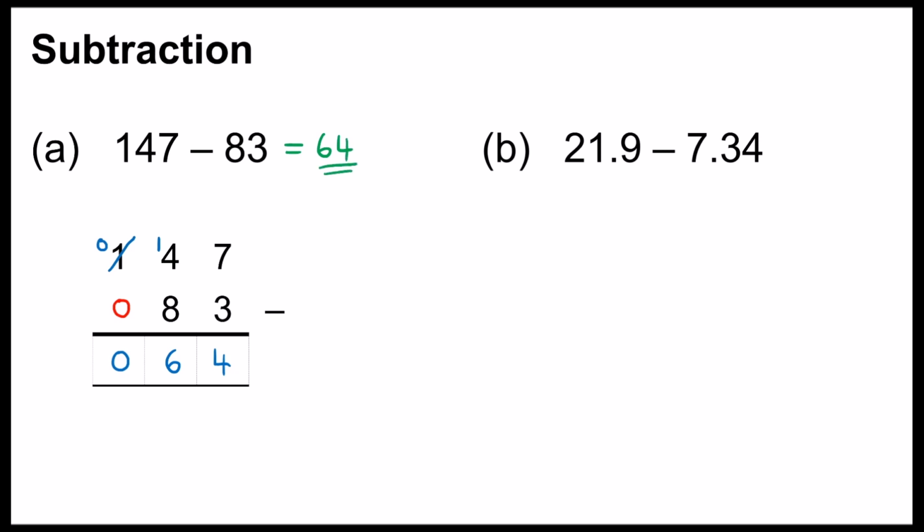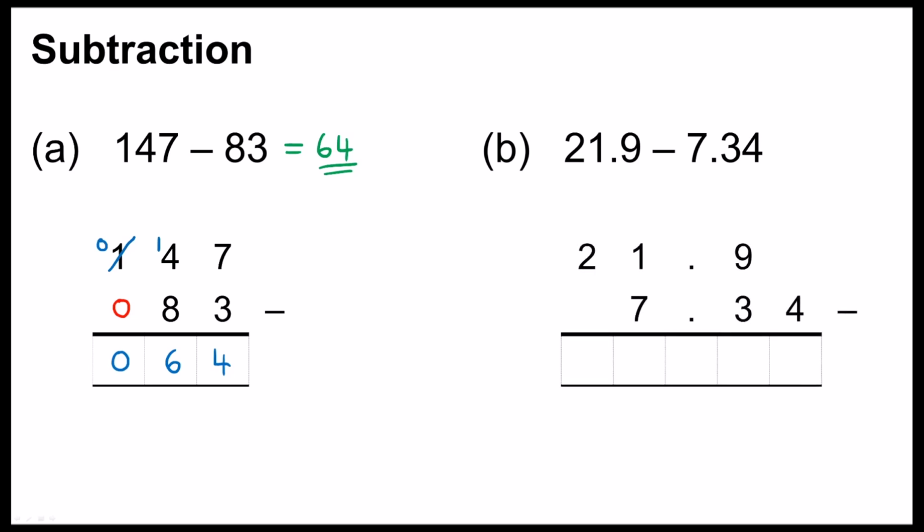I can use a similar method to work out my second question that has decimals in. Again, the way you lay out your question is really important. Have a look at how I've done it for the second example. When there's decimals, you always need to make sure the decimal points align in your column subtraction. This should also help to make sure the place value of each digit is aligned correctly in your subtraction.